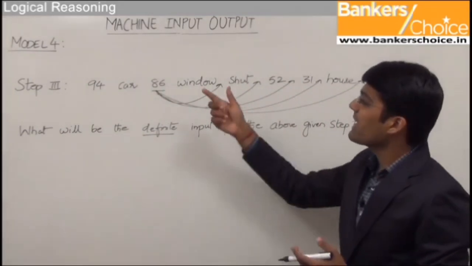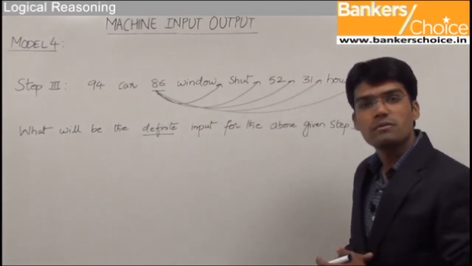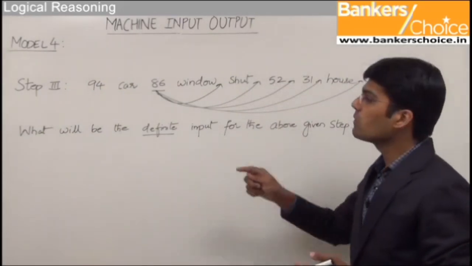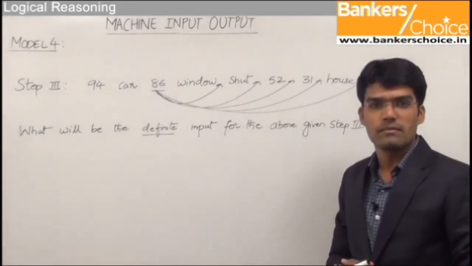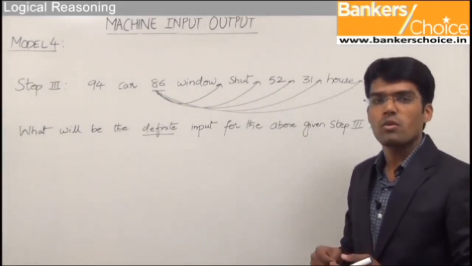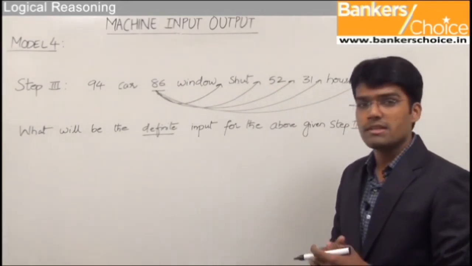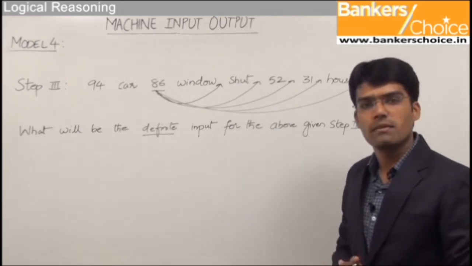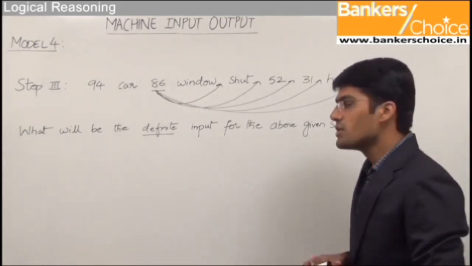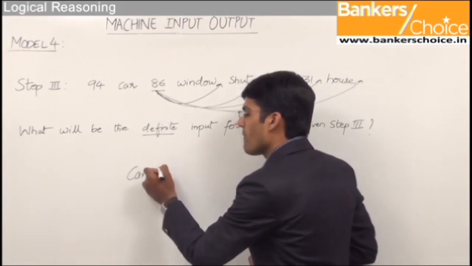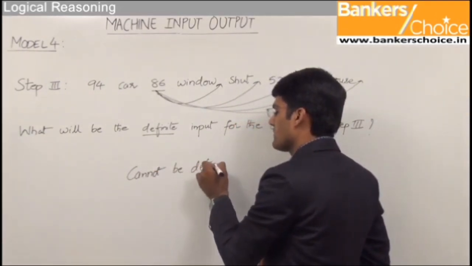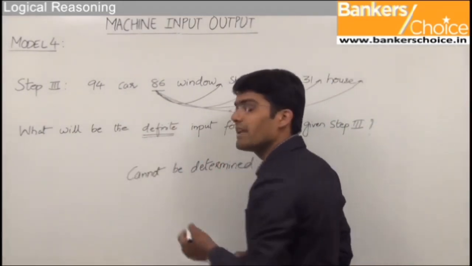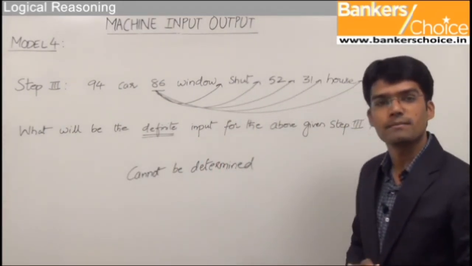But we cannot say what exactly was the position of 86 out of these 5 possibilities, which means we are unable to find out what was step 2 for this given step 3. And when we cannot determine what was the previous step, that is step 2, it is obvious that we cannot find out the previous one, step 1, or the input for the given step 3. So the answer here should be cannot be determined, as the question is asking for the definite input which is impossible to determine.